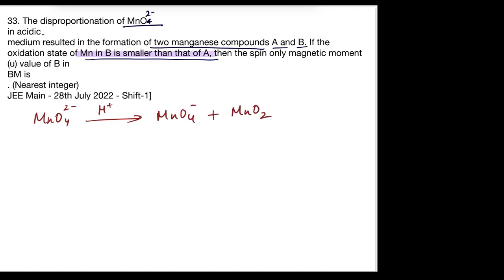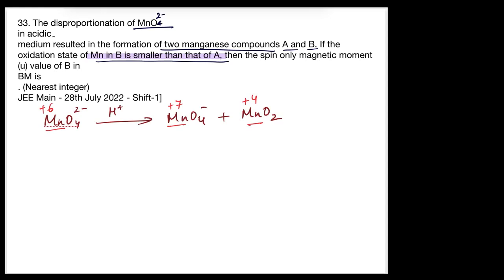In MnO4 2-, oxidation state of manganese is +6. Here in MnO4- it is +7, and in MnO2 it is +4. So manganese is undergoing simultaneous oxidation and reduction. Oxidation state of manganese in B is smaller than that of A. So here MnO2 is the compound B. You have to find the spin only magnetic moment value of B.